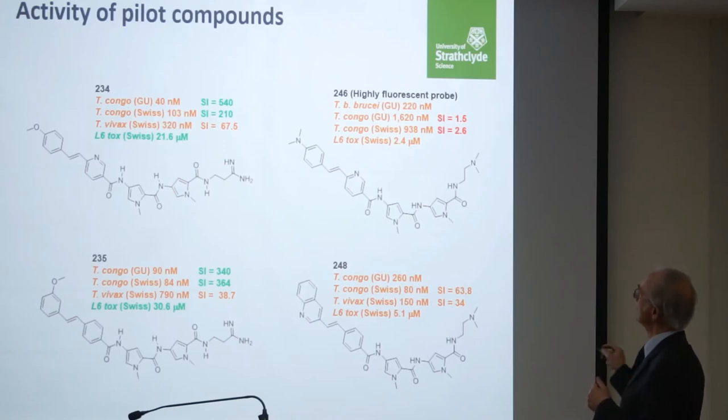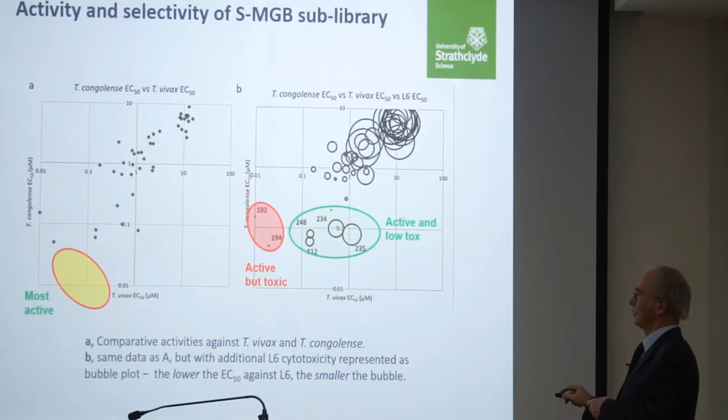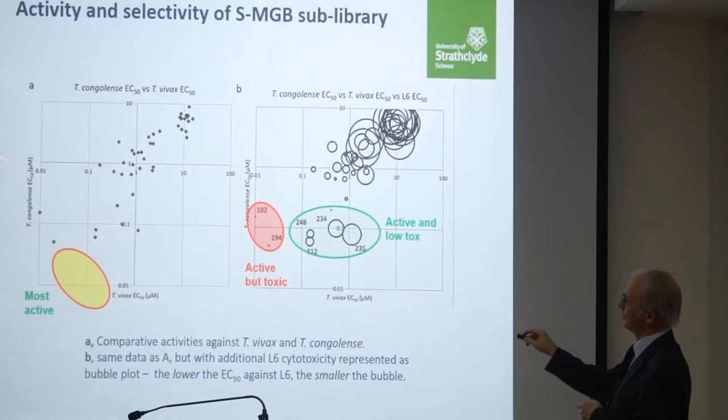If we want to probe, we do have an active compound in terms of 246, but the selectivity is too poor for that to be developed in terms of an active medicine. 235 is similar, and 248 is also a possibility, although it's somewhat more toxic. So those were the highlight compounds that came from the whole set that you can see shown on these two slides, where we've got comparative activities against Trypanosoma congolense and Trypanosoma vivax.